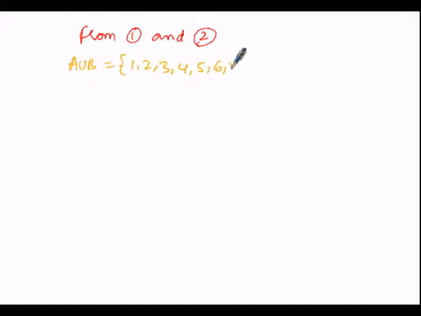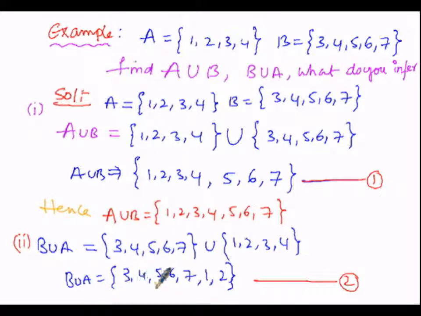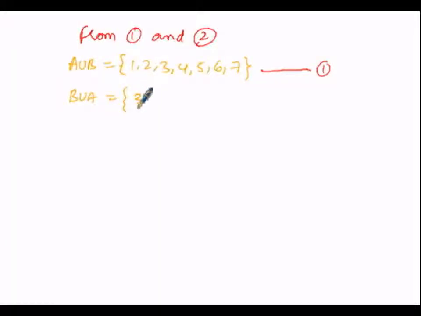So this is the first one. Then now the second one, that is B union A, is equal to the elements of B union A: 3, 4, 5, 6, 7, 1, 2. So now let us compare. Here the elements of A union B are 1, 2, 3, 4, 5, 6, 7. Then B union A are 3, 4, 5, 6, 7 and 1, 2.